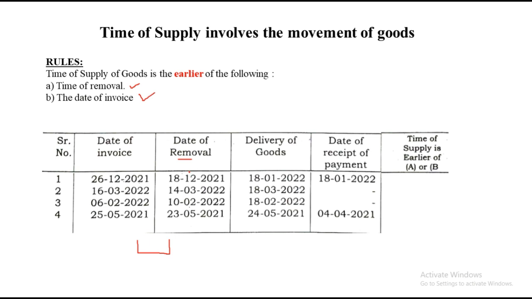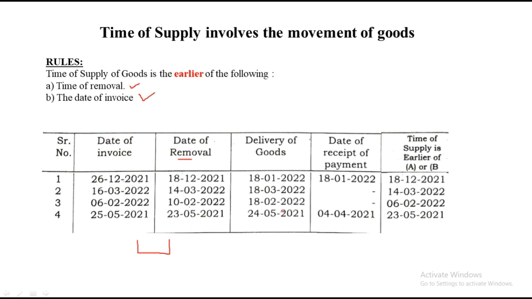So 26 December and 18 December: 18 is the earlier date, so my time of supply will be 18 December. 16th March and 14th March: 14th March is the earlier date. 6th Feb and 10th Feb: 6th Feb is the earlier date, so we'll note down 6th Feb. 25th May and 23rd May: 23rd is the earlier date, we will note that down as the time of supply.